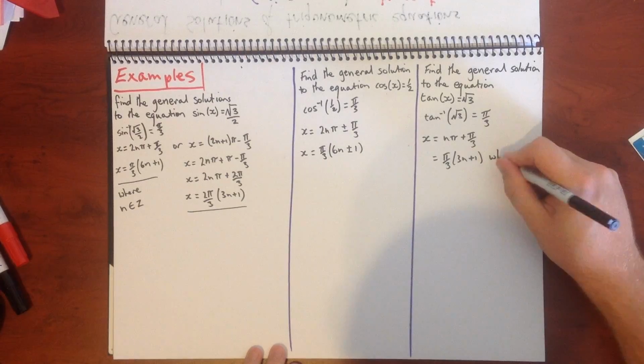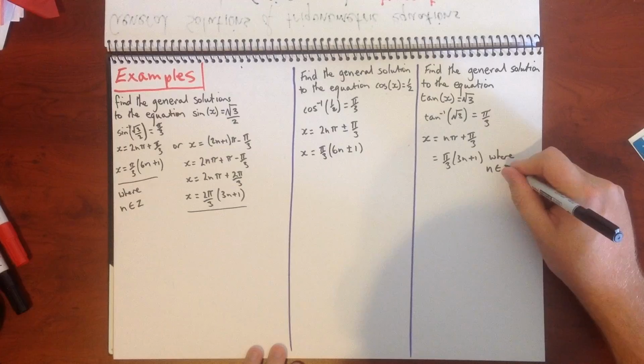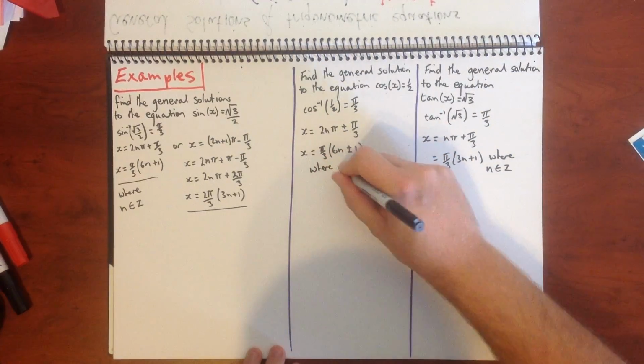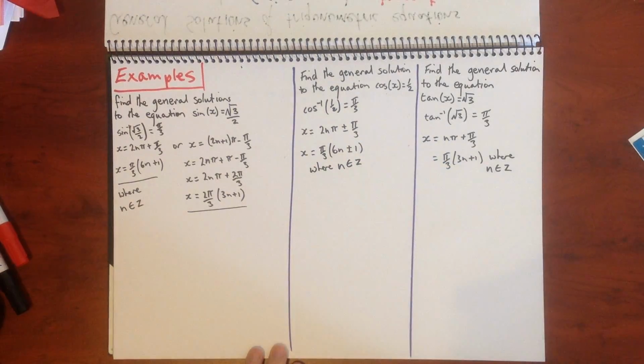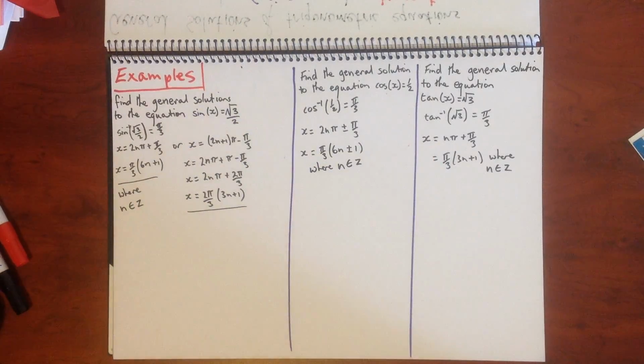Where n is an element of Z, and I forgot to do that here as well. You need to get used to doing that, because that's our full solution. Without our stipulation of what n is, then we haven't actually fully answered it.